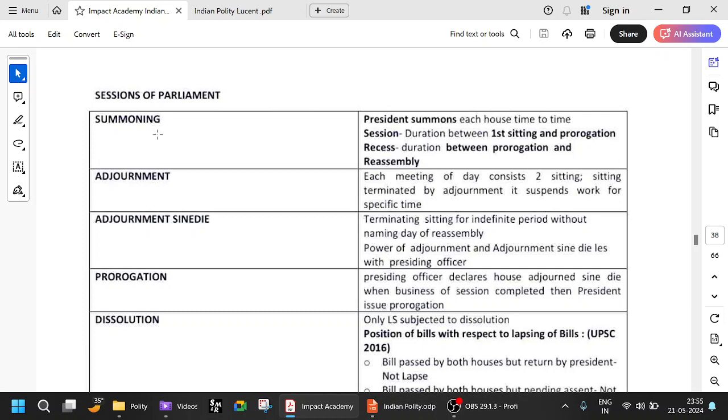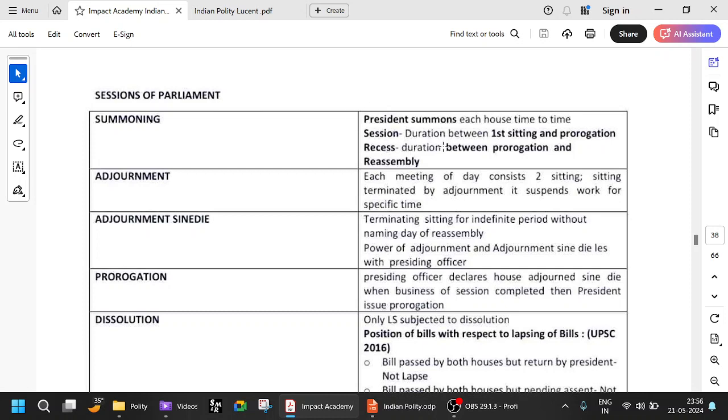Sessions of the Parliament, summoning, okay? The President summons each house from time to time. We have already seen that every year there have to be two sessions. A session is the duration between the first sitting and the prorogation. So the first sitting and the prorogation is the end of the session. Okay, that whole thing is called one session.